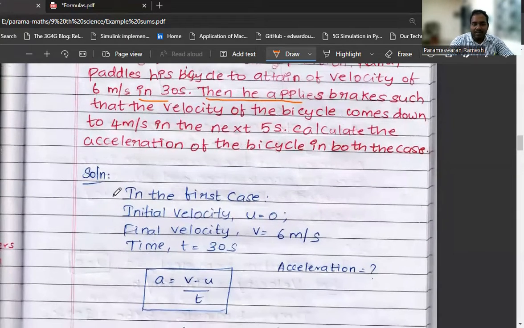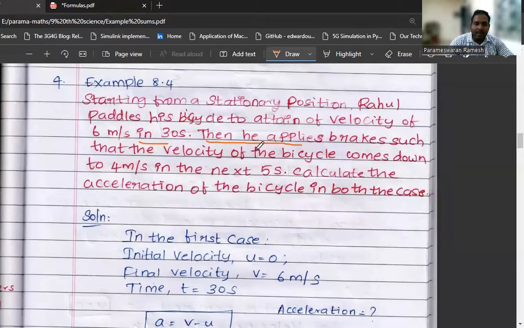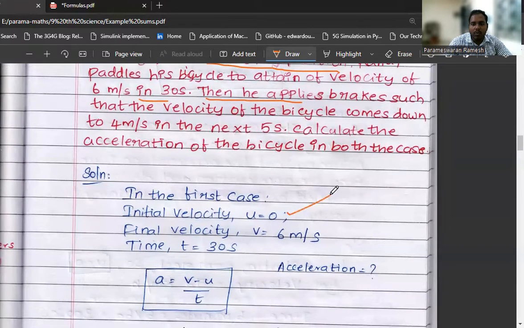Okay. So we are going to discuss. What are the data given in this question? Rahul pedals the bicycle to attain the velocity. So initial velocity would be 0. How are we saying it's 0? Because it is a stationary position, it is in rest position. So at rest, u equal to 0. That's why initial velocity is equal to 0.